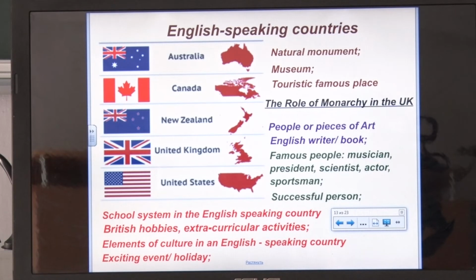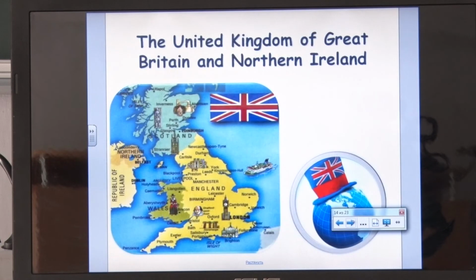Exciting events or holidays that are celebrated only in the distinctive country or in Moldova. You can compare, or in both of these countries. You can compare or you can give in the several points or parts. The leader of the English-speaking countries is the United Kingdom of Great Britain and Northern Ireland.